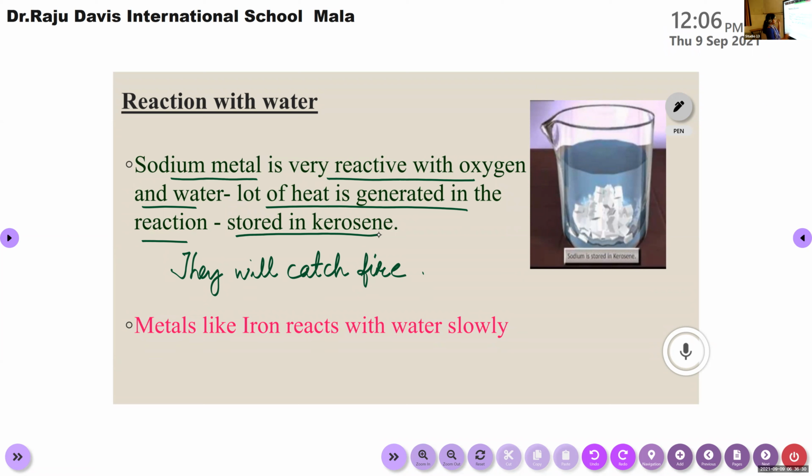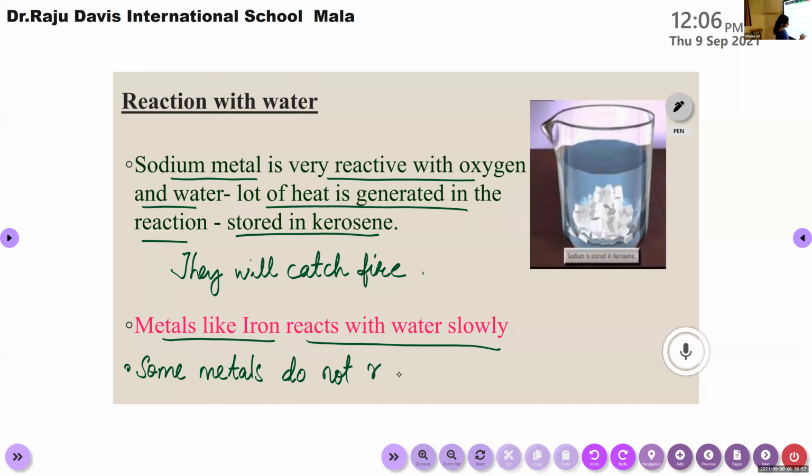Clear? Then about metals like iron. It will react with water slowly. Not all metals are very reactive with water. In the case of sodium, it's very reactive with oxygen and water. But in the case of iron, it will react with water very slowly. And some metals do not react with water. So that's about the reactivity of different metals towards water.